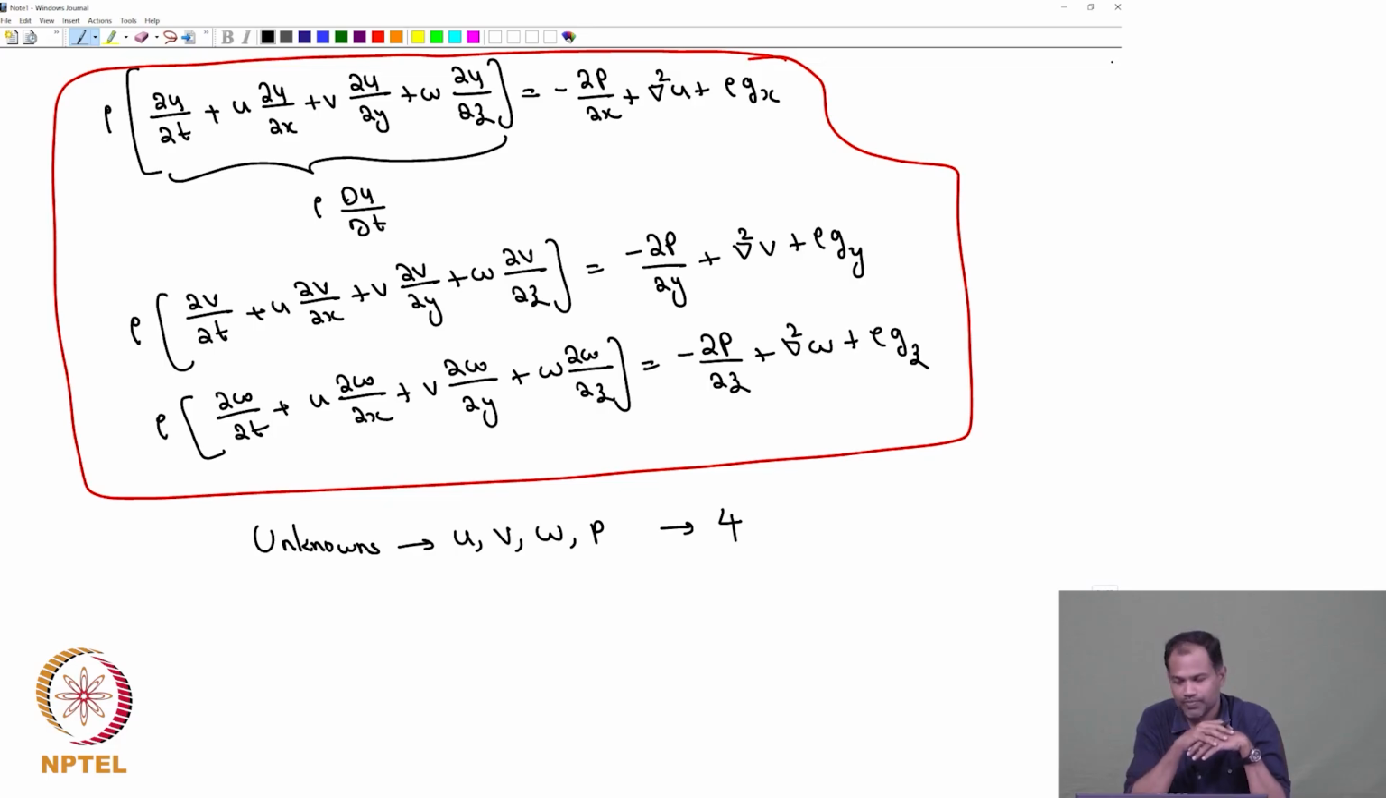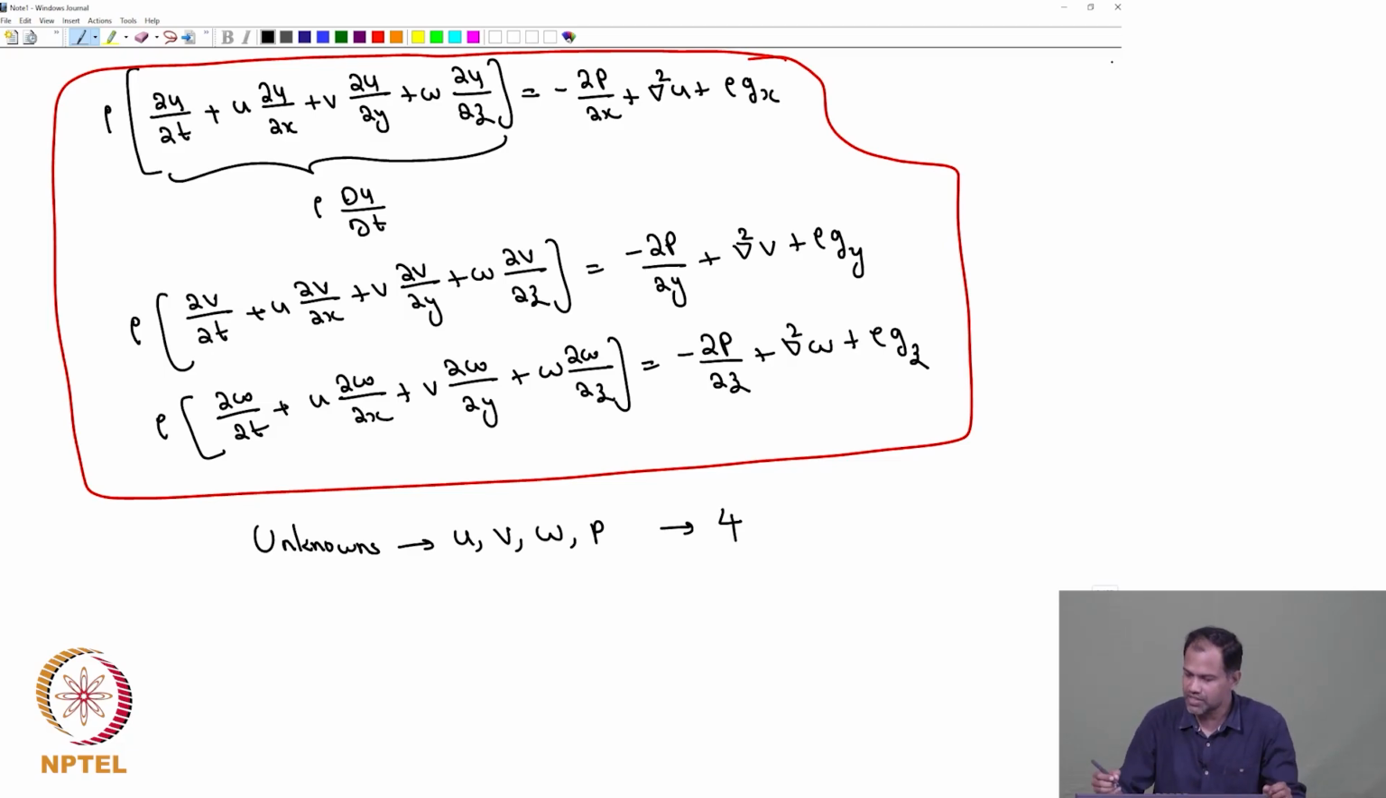The equations look a little more detailed, but there are many cases where they can be simplified and solved, and we will look at some of the cases later on, which will give us some insight into what the fluid flow looks like in a given situation.